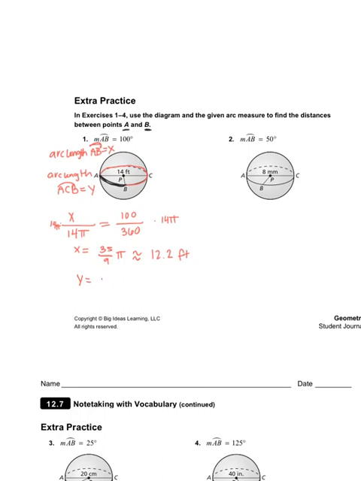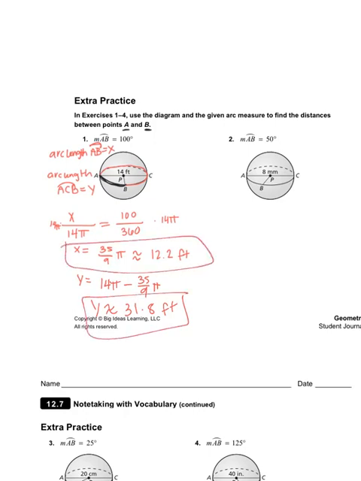So that's what I'm going to do. I'm going to do 14 pi minus 35 over 9 pi. Notice that I use 35 over 9 pi and not 12.2 feet. If I use 12.2 feet, that's intermediate rounding, and that will give me the wrong answer. Please make sure you don't do that on a test. So when you plug this into the calculator, you get y is approximately 31.8 feet. So these are the two different distances, the two possible distances between A and B.